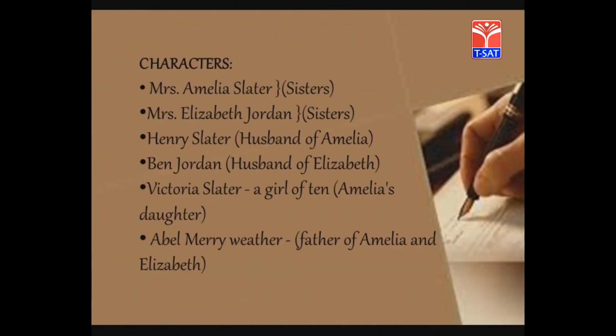First, we will see the characters. Here the characters are Mrs. Amelia Slater, Mrs. Elizabeth Jordan, they are sisters, and Henry Slater, husband of Amelia, Ben Jordan, husband of Elizabeth. Victoria Slater, a girl of 10, that is Amelia's daughter. Abel Merriweather, father of Amelia and Elizabeth.